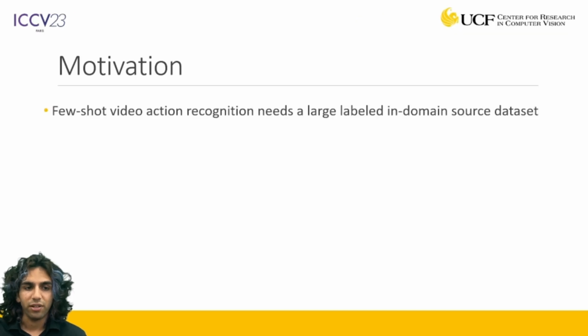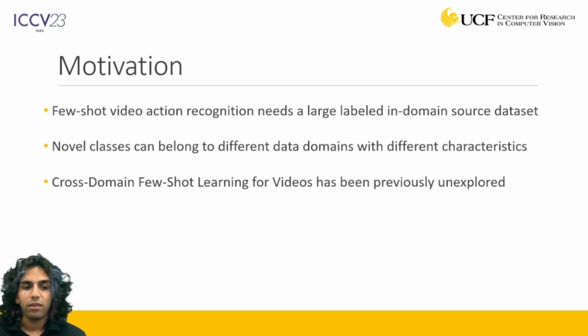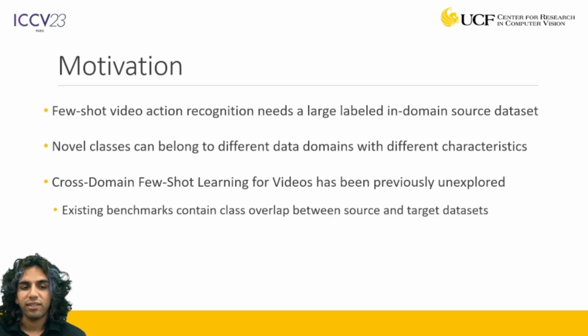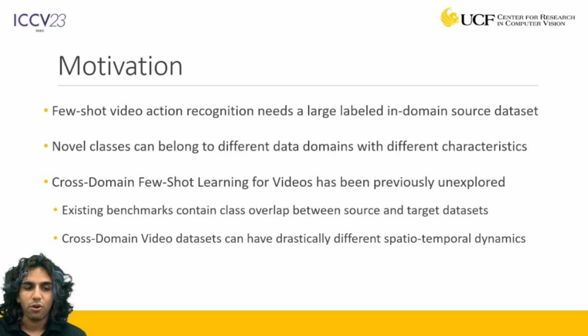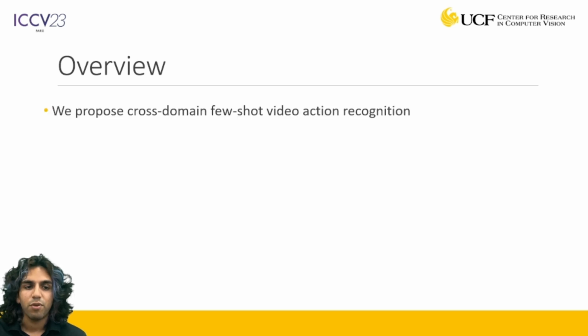For our motivation, few-shot video action recognition typically needs large labeled in-domain source datasets. However, novel classes can belong to different data domains with different characteristics. The cross-domain few-shot learning problem for videos has been previously unexplored, with existing benchmarks having class overlap between the source and target datasets. Not only can we not have this class overlap, but cross-domain video datasets can also have drastically different spatiotemporal dynamics. In this paper, we propose cross-domain few-shot video action recognition.